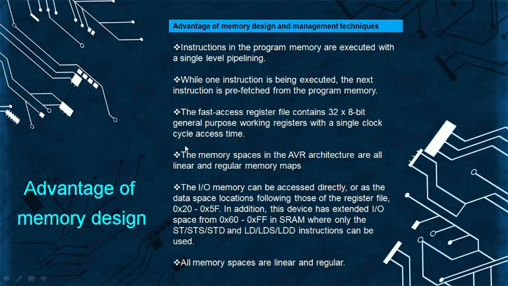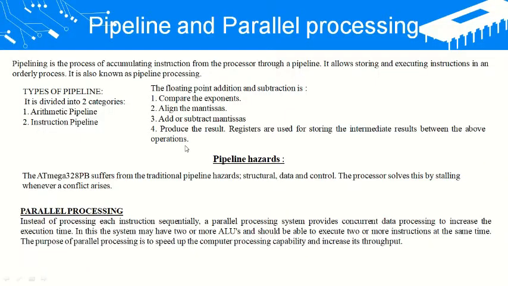And now moving to our next section, that is pipeline and parallel processing. Pipeline is the process of accumulating instructions from the processor through a pipeline. It allows storing and executing instructions in an orderly process. This is called the pipelining process. There are two types of pipeline, that is arithmetic pipeline and instruction pipeline.